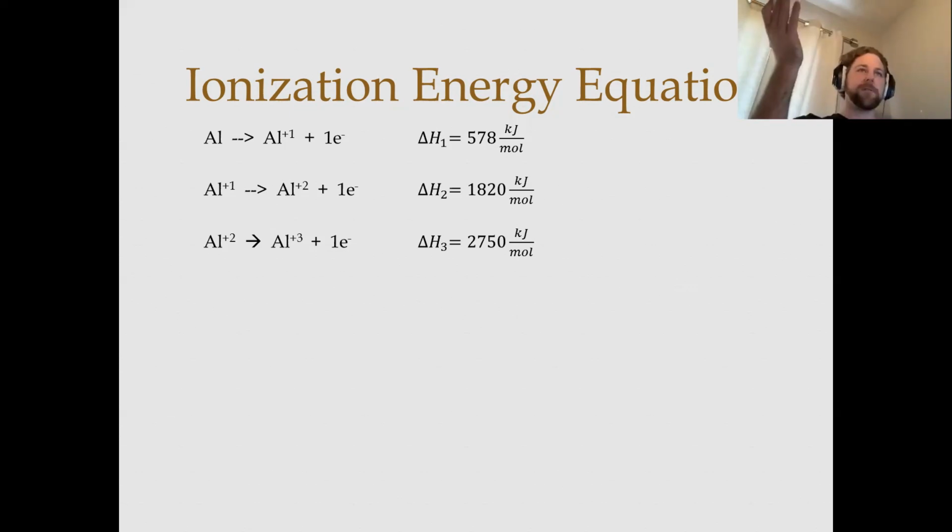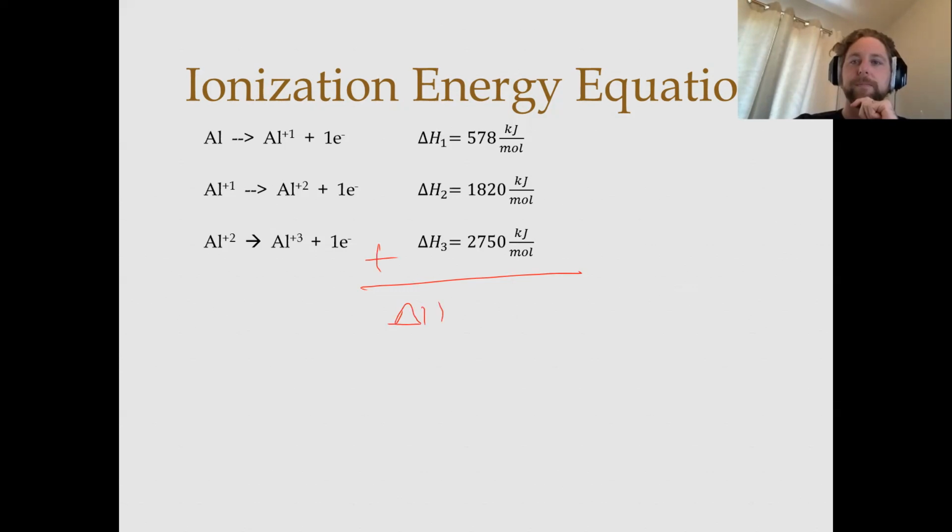First electron leaves, atom gets a little smaller. The next ionization costs more energy. Then atom gets smaller again. The third ionization costs even more energy. So if we wanted the total enthalpy cost of 3 ionizations, we could add all these together to get aluminum to a +3 state where it's kicked off 3 electrons.